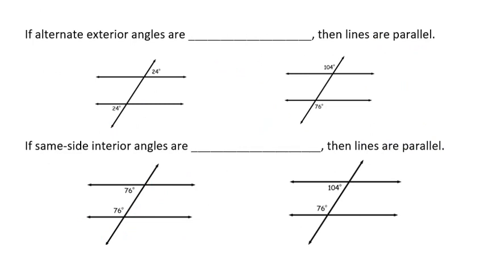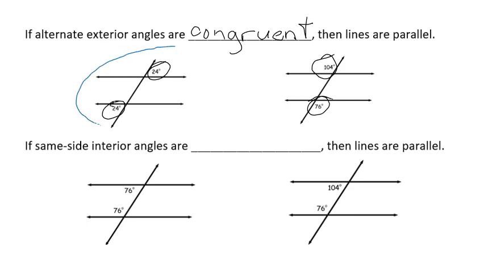Now, if alternate exterior angles are congruent, starting to see a pattern here, right? Lots of congruent relationships. Then the lines are parallel. So let's look for the one. Here's our alternate exteriors. Which one, the left one or the right one, is the parallel one? I think you can see that the one on the left has the 24 and the 24. So that one is the parallel one.